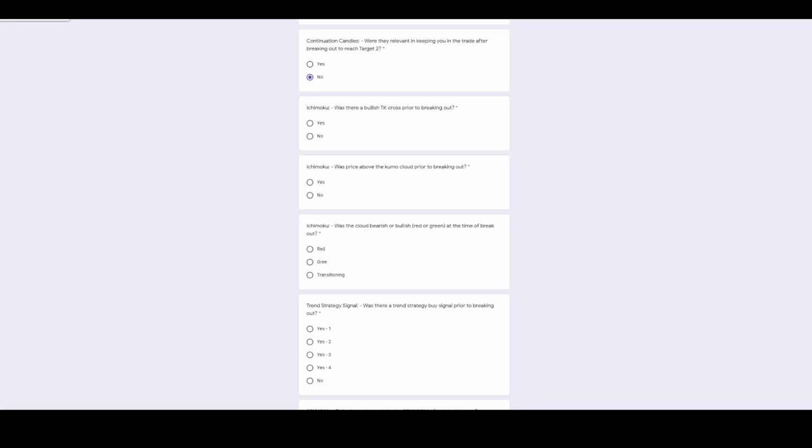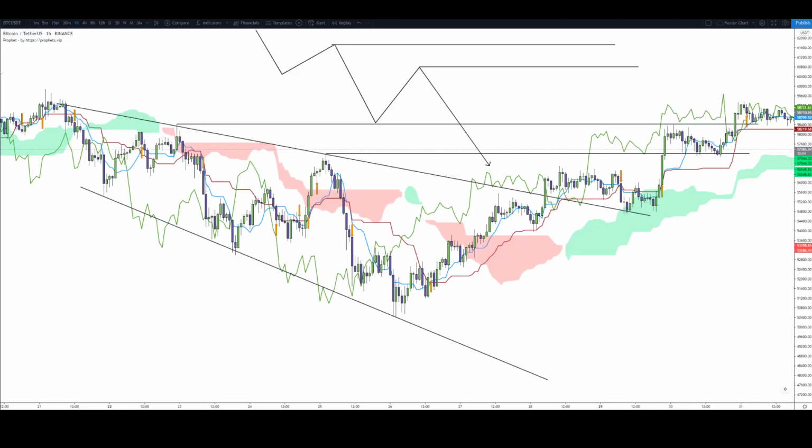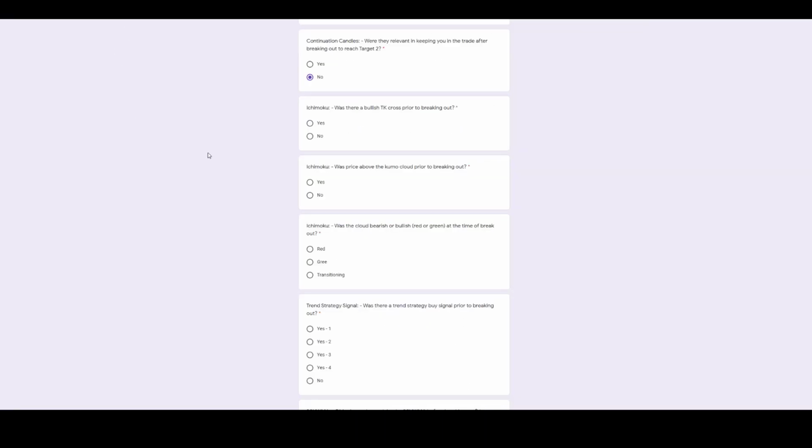Come back. Alright, was there a bullish TK cross prior to breaking out? The last cross was actually here, and you can see a little orange arrow right there as well. So prior to breaking out, yes, there was a cross. So we say yes.